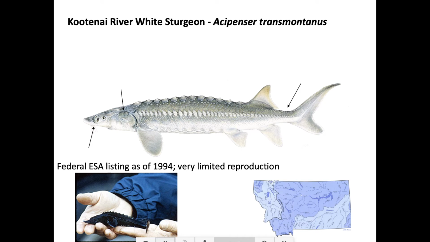White sturgeon are widespread in the Pacific Northwest, but this subspecies is considered unique as it's been isolated above a waterfall for a long period of time. They do find mature adults, but no successful reproduction has been documented for decades, and the population is comprised of only large old fish. This is a similar situation to pallid sturgeon, which are in eastern Montana.